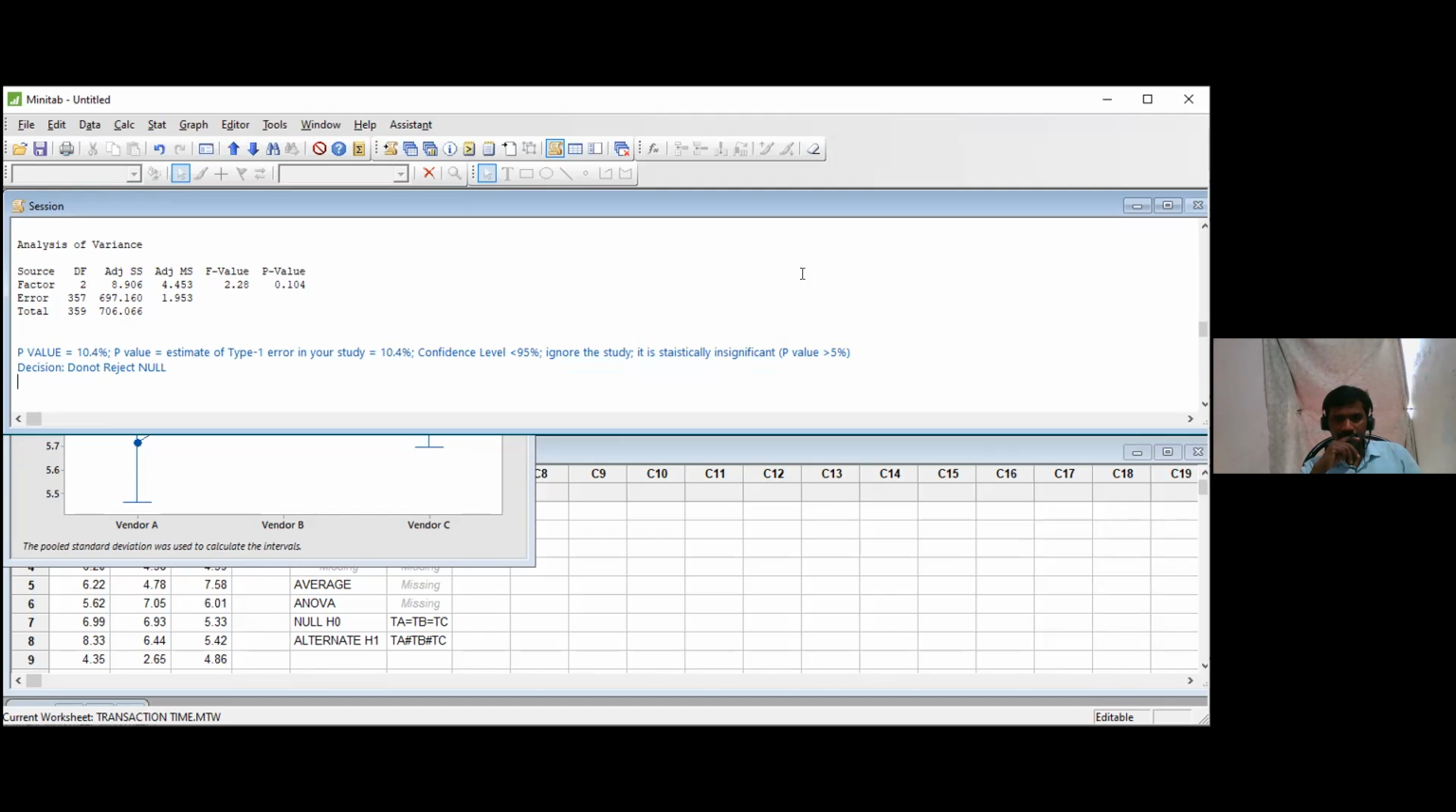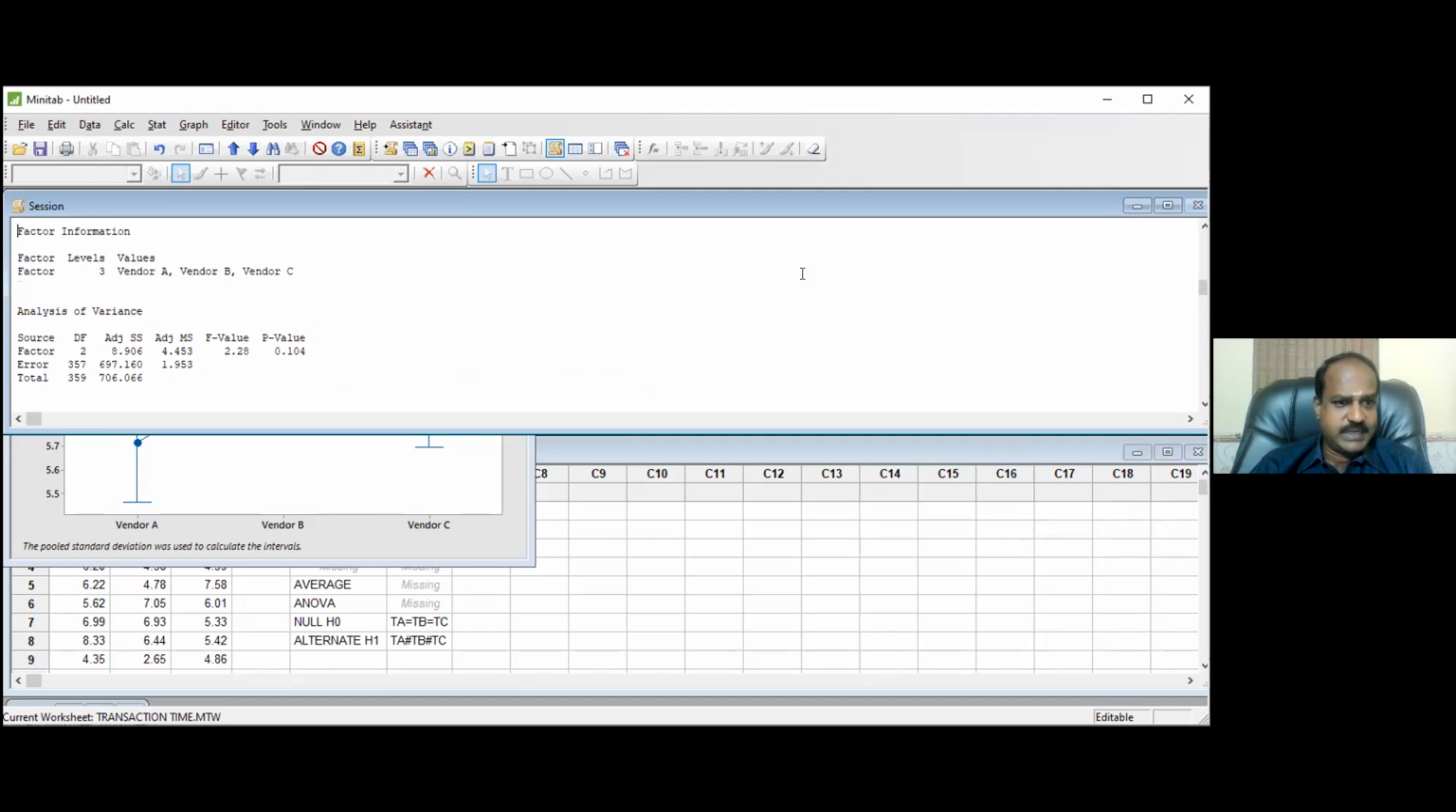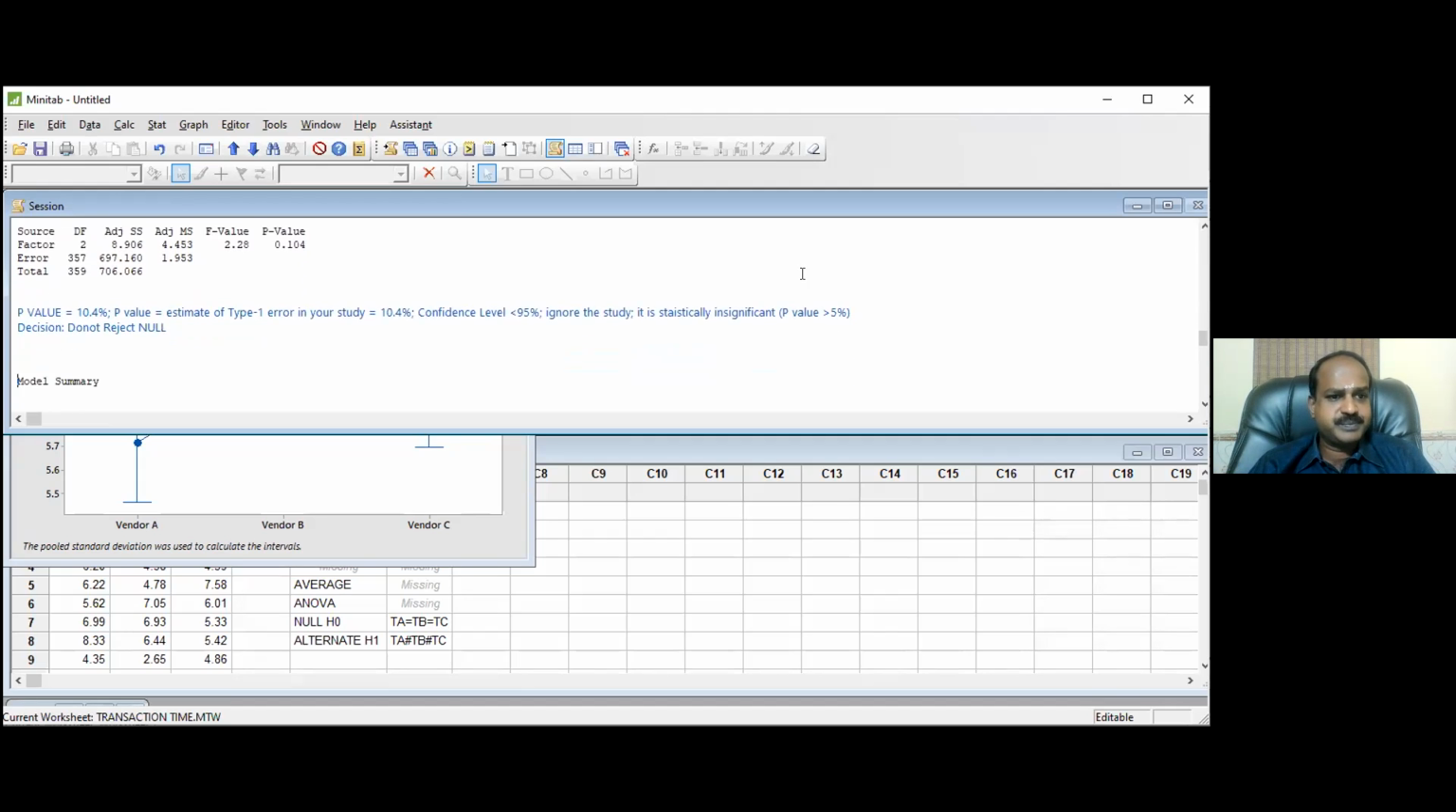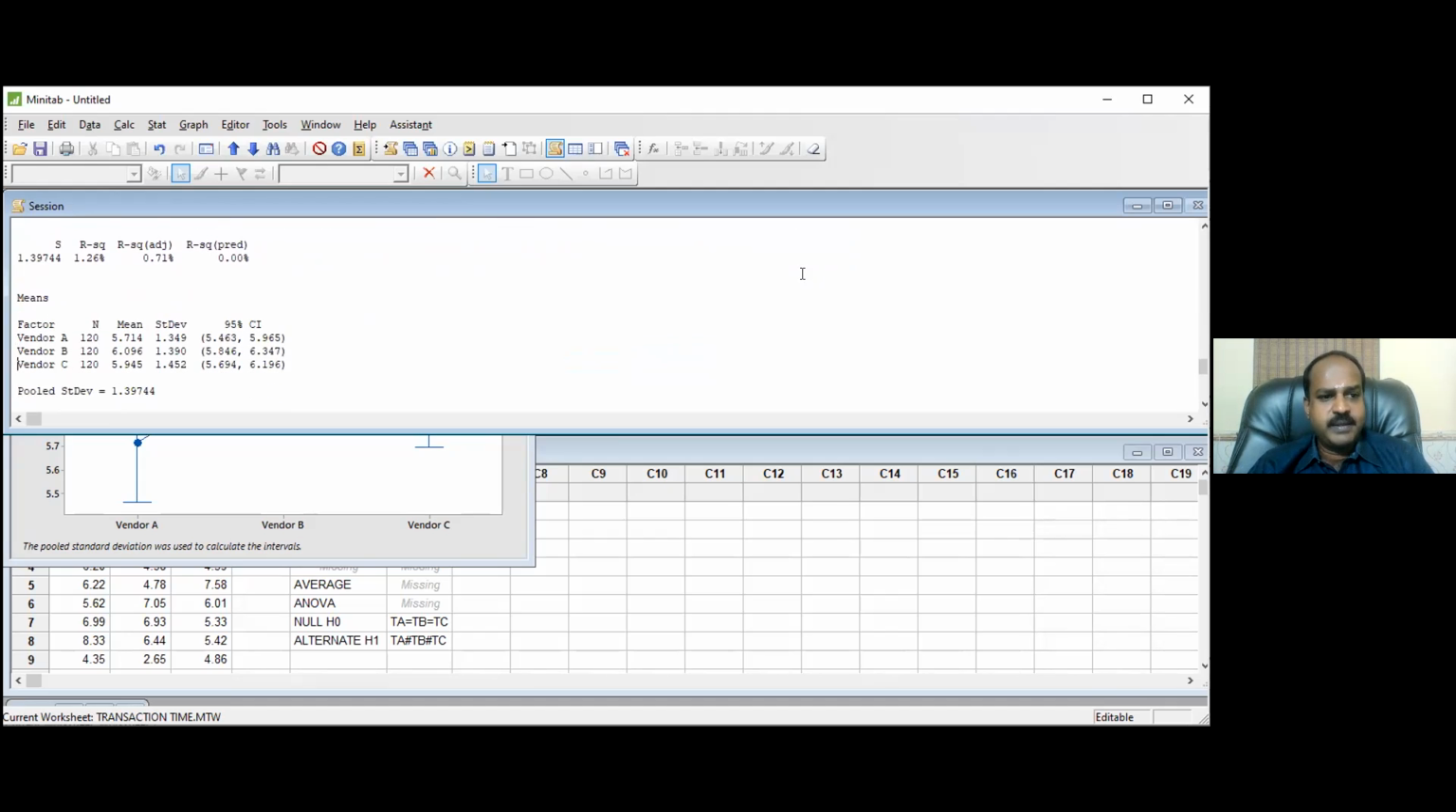Understand? See, go to your data now. Where is your data? Yes, somewhere below. Come here. This is your data. Vendor A, 120 data. Vendor B, 120 data. Vendor C, 120. What is the average transaction time of vendor A? 5.7 minutes. And the transaction time of B, 6.09. Average transaction time of C, 5.9. Now, whose transaction time is very low? Vendor A.